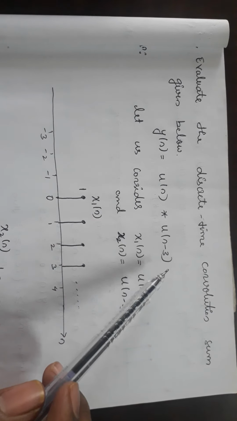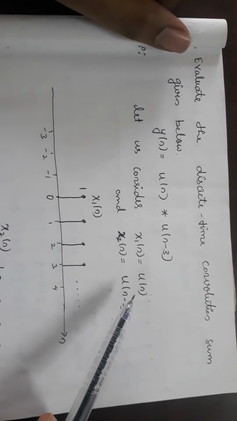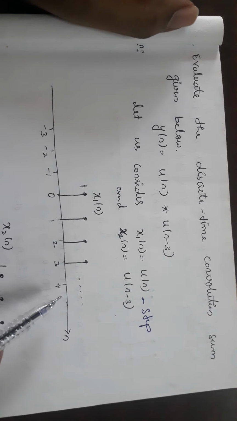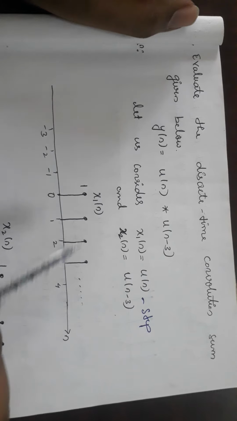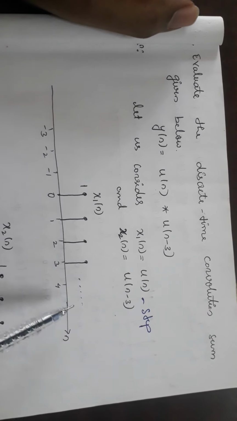Now we will draw the first two signals, that is x1 of n and x2 of n. As you all know, x1 of n is u of n, that is the unit step signal. It is a step function. The standard step function lies from 0 to infinity with the amplitude 1. This is your x1 of n.